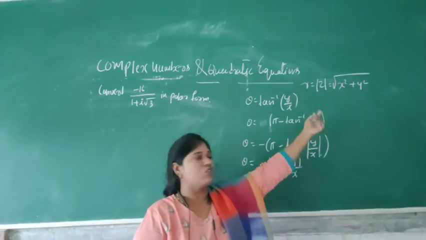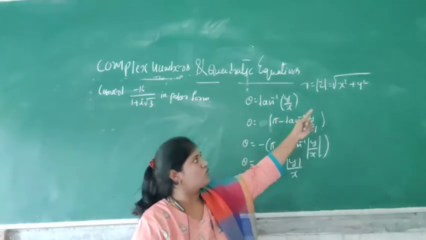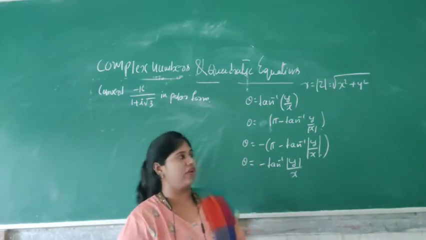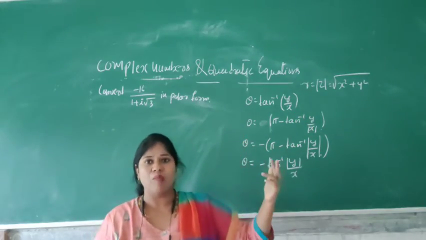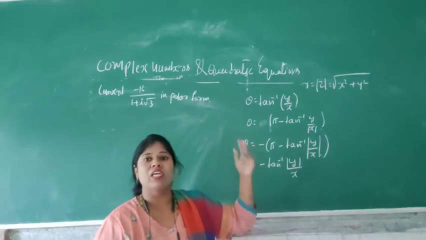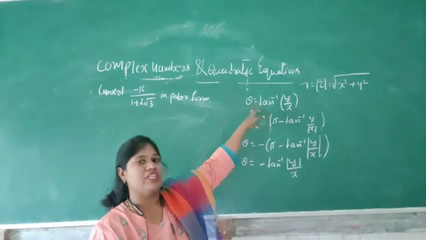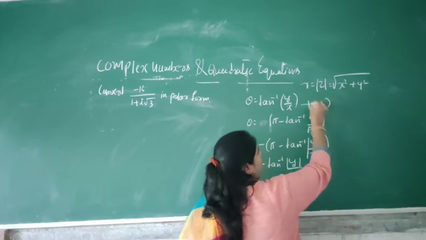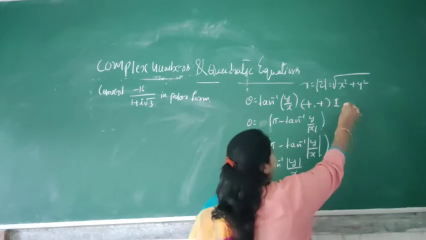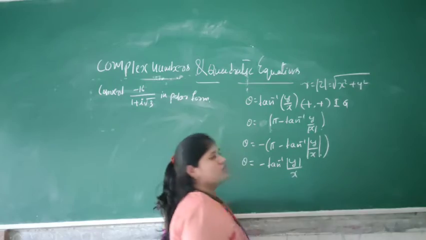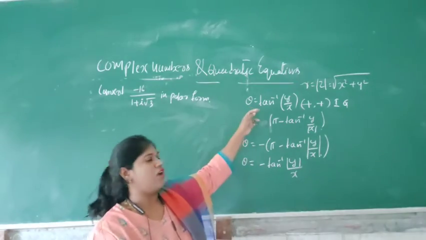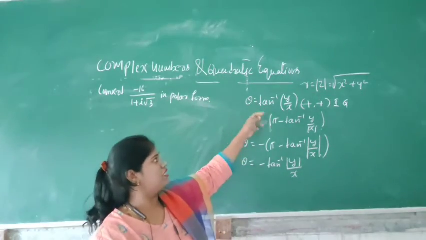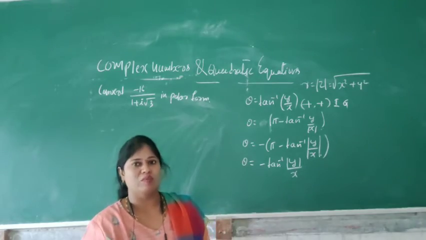Here r equals the modulus of z, the square root of x square plus y square, and theta is the amplitude or argument of the complex number. If it is in the first quadrant, that is plus plus, then theta lies in the first quadrant. The formula to apply is theta equals tan inverse of y divided by x.